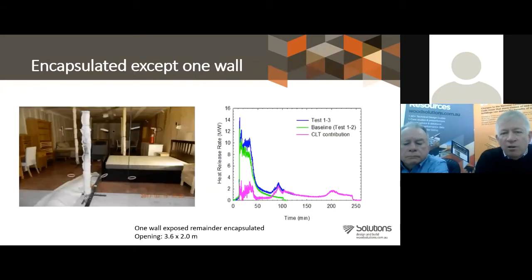If we continue on, in this case we're exposing one wall. And we find that the curves are a little bit different to the baseline tests, which is the green line. The walls are contributing to the fire. The exposed elements are contributing to it, and that's best encapsulated with the pink line at the bottom. So the difference between the blue and green line equals the pink line, and that contribution is coming from the timber.